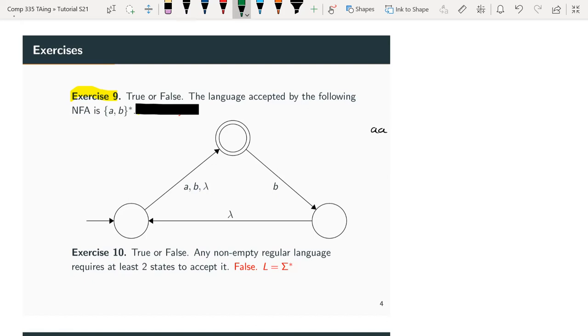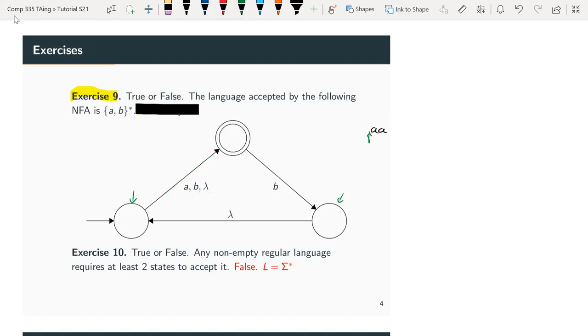So I start at my initial state, and it can either read the A or skip it and use lambda. If it does use lambda, it goes to this state for free, and it still hasn't read any of the AA, and it essentially halts, right? There's no transition to go to this state. So it halts, but it hasn't read all of the string. And so by definition, that means that it doesn't accept AA.